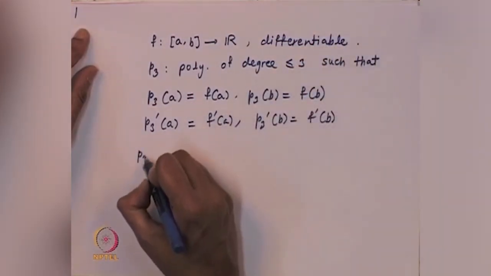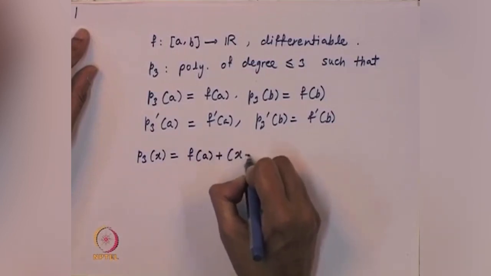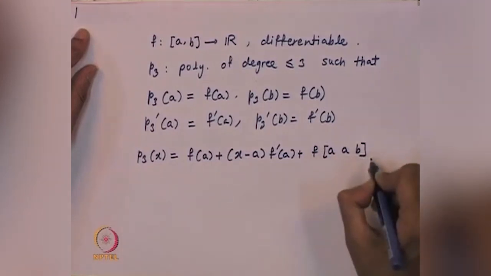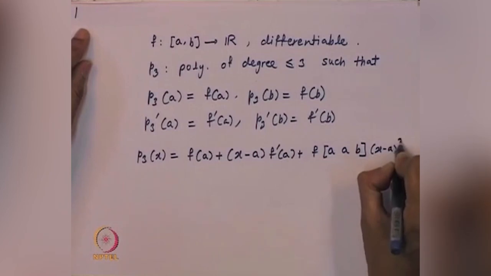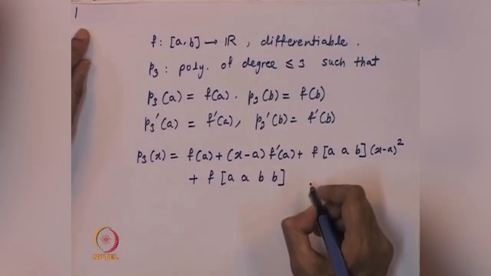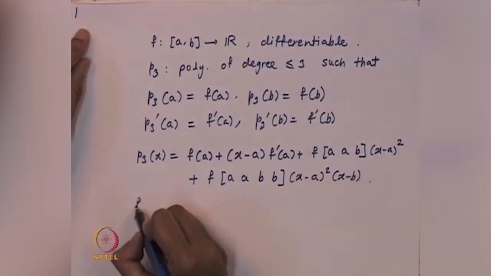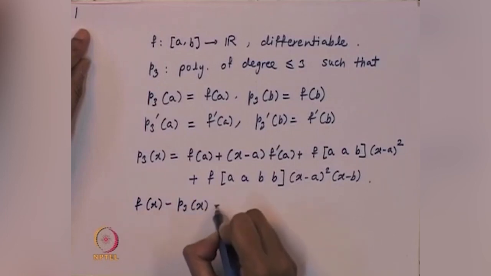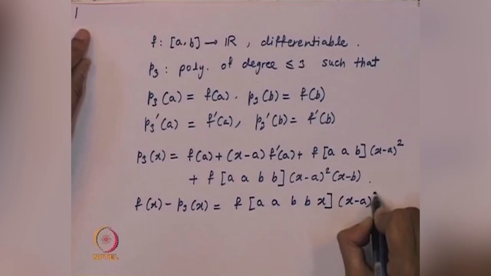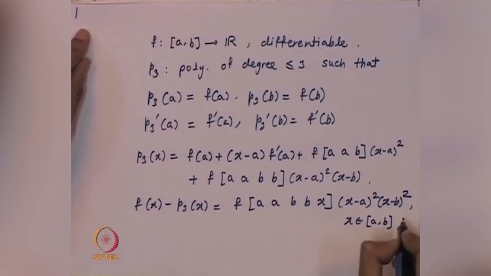We have seen that P3(x) can be written in terms of divided differences as f(a) plus (x minus a) f'(a) plus the divided difference based on a, a, b, the point a is repeated twice, multiplied by (x minus a)^2, and plus the divided difference based on 4 points a, a, b, b, a repeated twice, b repeated twice, times (x minus a)^2 (x minus b). The error f(x) minus P3(x) is given by f[a, a, b, b, x] multiplied by (x minus a)^2 (x minus b)^2 for x in the interval a to b. So, this is the error.